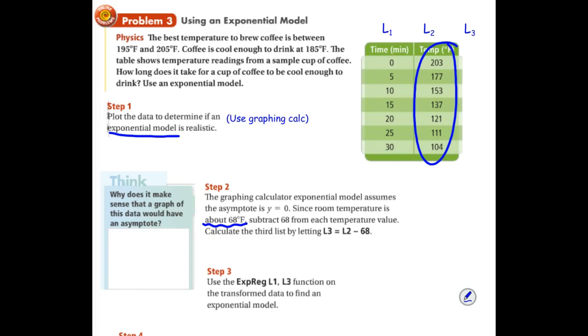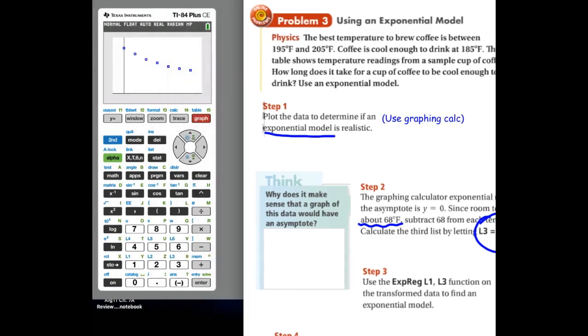So a quick way is to tell our calculator, make another list and take all of your list 2 values and subtract 68. We're not going to do them by hand. We're going to let the calculator do them.